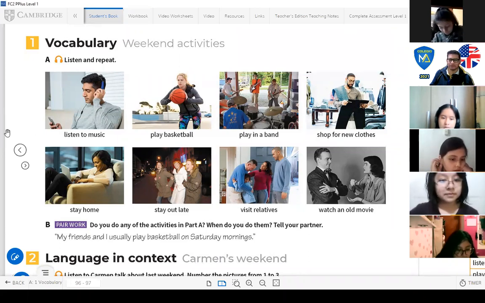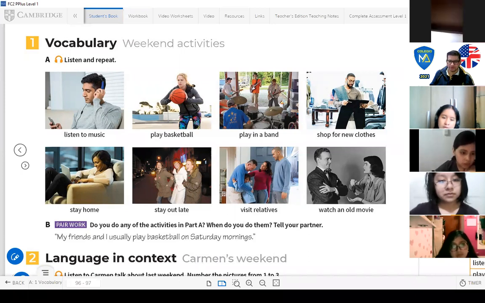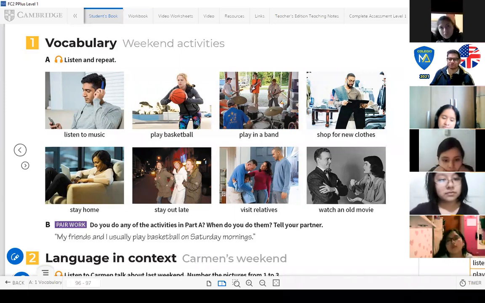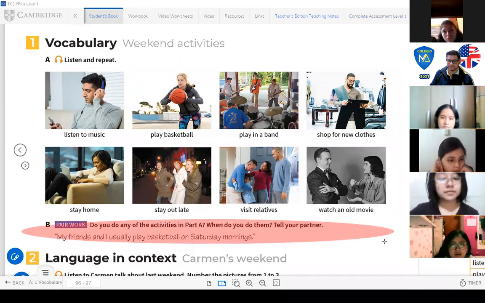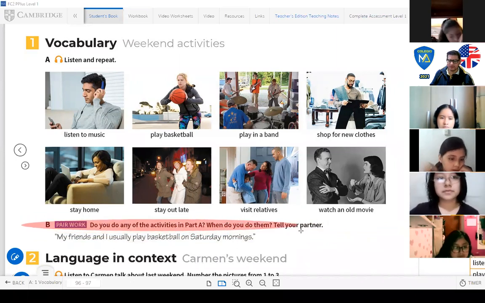Here you have the activities, right? Listen to music, play basketball, play in a band, shop for new clothes. Here it says, do you do any of these activities in part A? When do you do them? For example, it says here, do you do any of these activities?